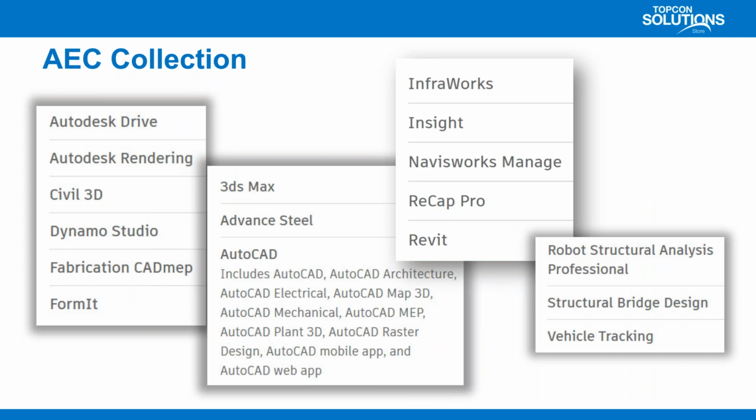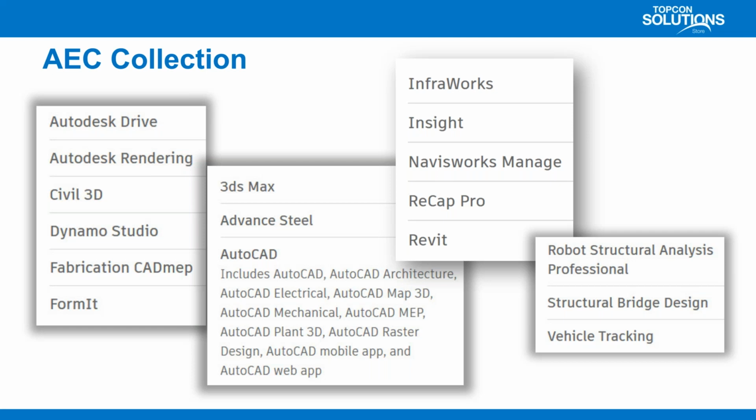So for today, the big portion, again, is the AEC collection. What comes with the AEC collection, and how can we optimize the usage of some of these different programs that we already have access to? In this list, you're going to see Autodesk Drive, Autodesk Rendering, Civil 3D, Dynamo Studio, Fabrication CAD MEP, FormIt, 3ds Max, Advanced Steel, many different flavors of AutoCAD, InfraWorks, Insight, Navisworks Manage, which is going to be a huge one today, of course, ReCap Pro, Revit, Robot Structural Analysis, structural bridge design, and vehicle tracking.